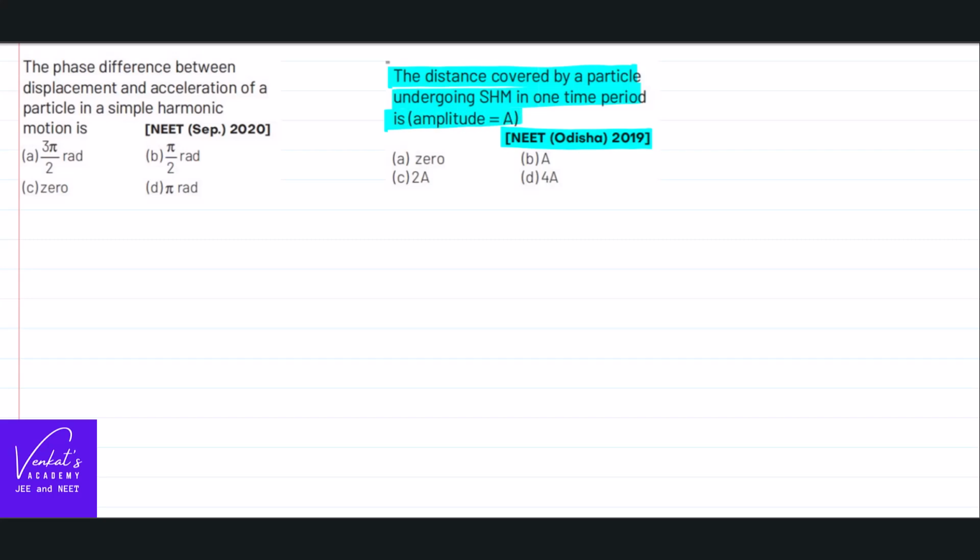So what is an oscillatory motion? I need to find out. One oscillation means it's starting from the mean position, going to the extreme, and coming to the other extreme position. Or it can start from the extreme position, cross the mean position, go to the other extreme position, and then reverse, come back to the mean position, and again back to the extreme position. That is called completion of one oscillation.